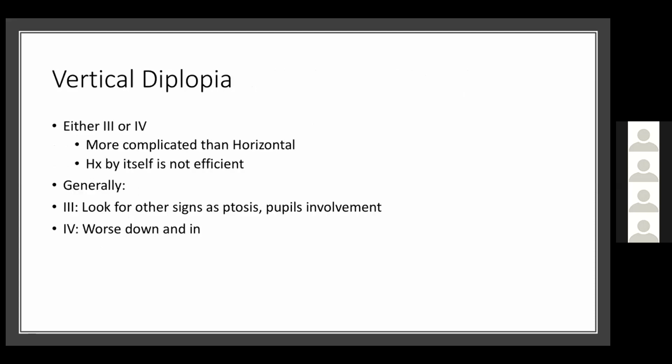However, with vertical diplopia, history by itself will not necessarily give the diagnosis, but we will know that vertical diplopia is either the third or the fourth cranial nerve. Generally, with the third nerve, you will expect to see some other signs such as ptosis and pupil involvement, while with the fourth, usually, again, as we mentioned earlier, going downstairs, anything that involves near vision and adduction will cause the symptoms.